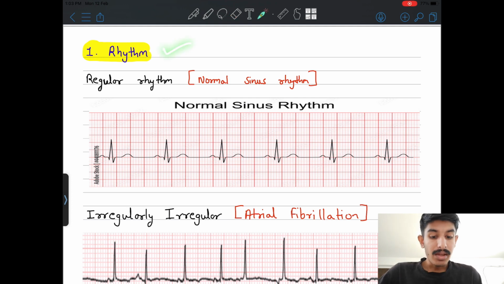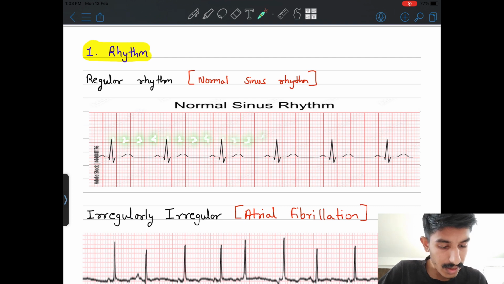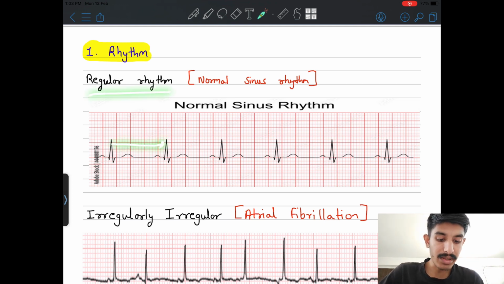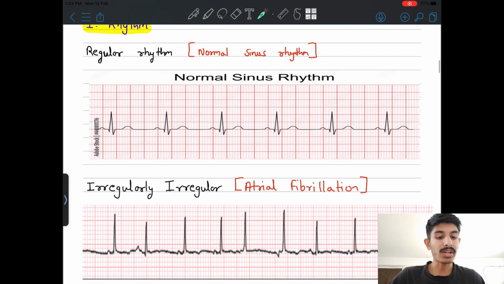Rhythm can be regular. As I told you earlier in the video, the RR interval, the gap between two R waves, is checked to know whether it is regular or not. As you can see from here, 1 2 3 4, again 1 2 3 4, again 1 2 3 4. There are 4 big boxes in each RR interval, so it is equal and regular. This is known as normal sinus rhythm.